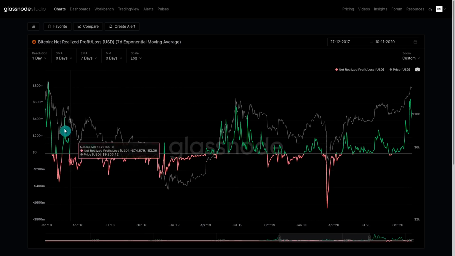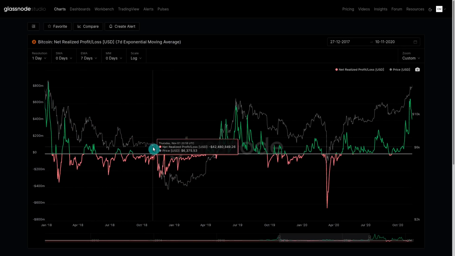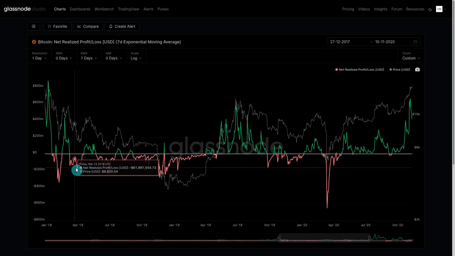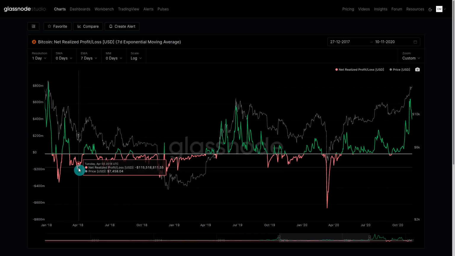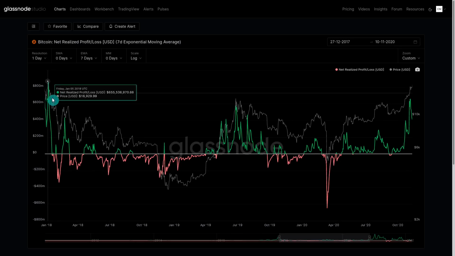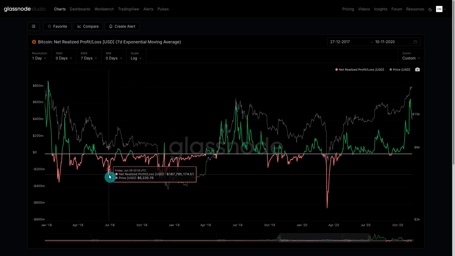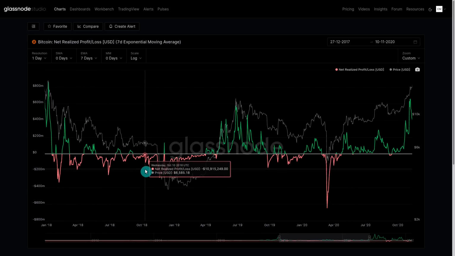What we're seeing here is that for an extended period of time, just under a year, almost all of the coins that were moving, with the exception of during the bear market rallies, were essentially realizing net losses. Large amounts of capital were leaving the system. Investors who bought higher up were being flushed out lower and lower and lower.